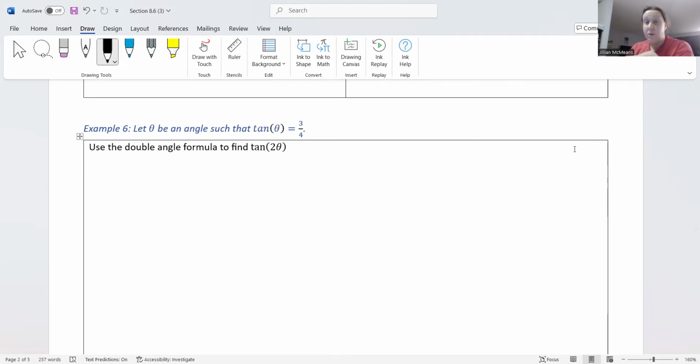Well, ordinarily, we would want to build these angles. We would figure out where our angle is, what quadrant it lived in. We would build some kind of reference triangle. We would find missing sides.